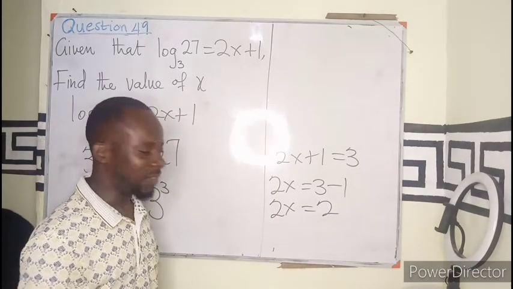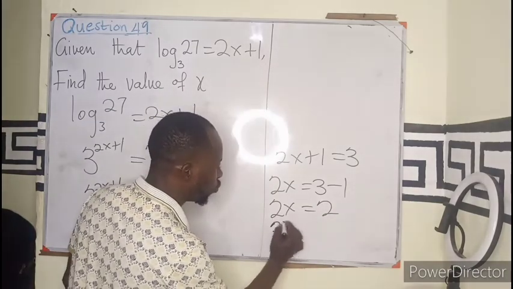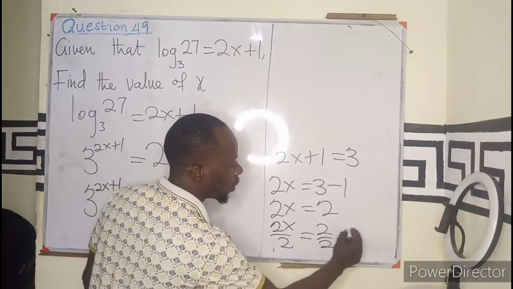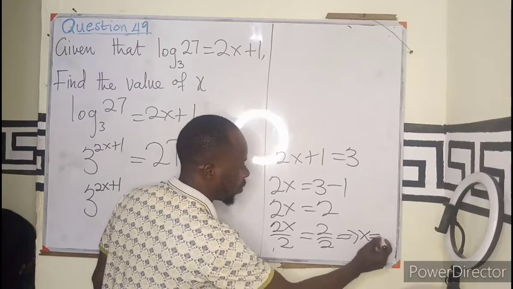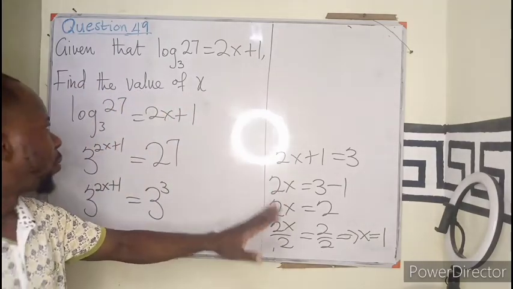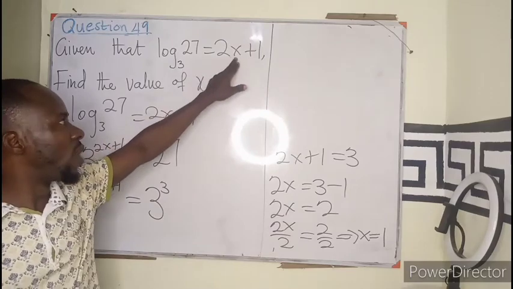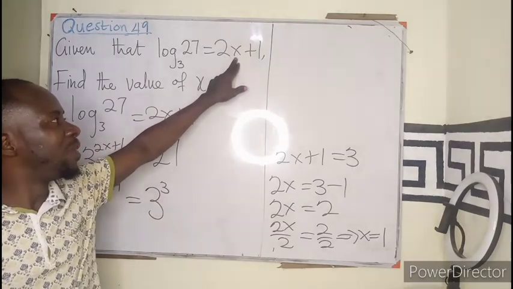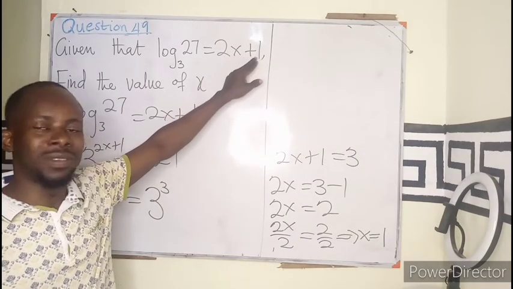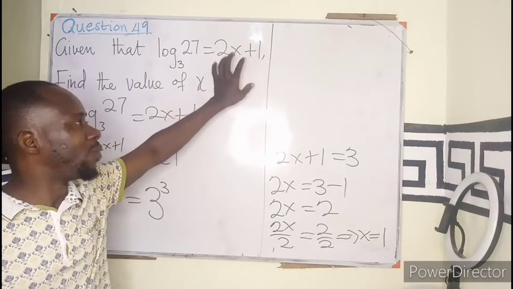We are looking for the x. So it becomes 2x over 2 equals 2 over 2. That implies that our x is going to be what? 1. The value of x is going to be 1 in this case. If 1 is placed here, it becomes 2 times 1, 2 plus 1, that will be 3.